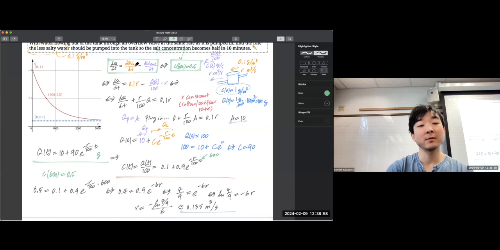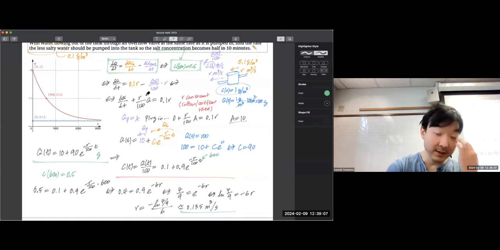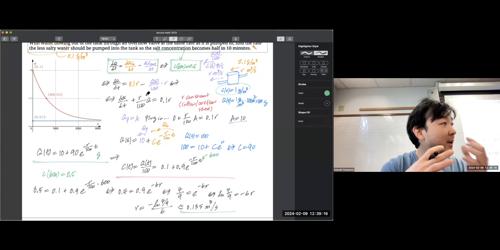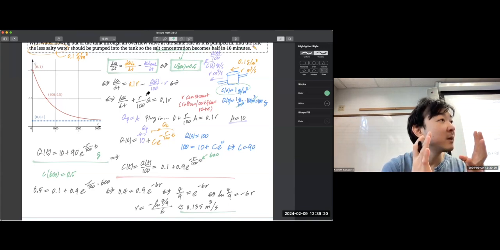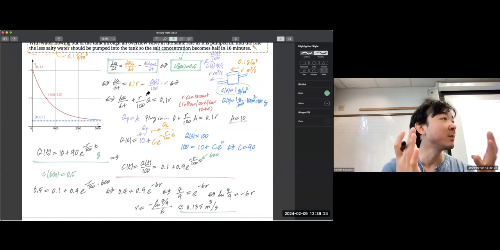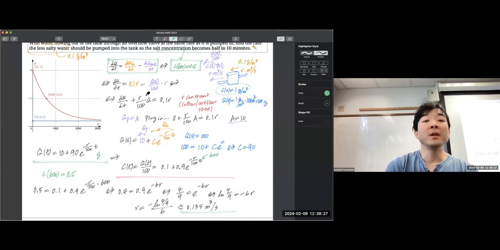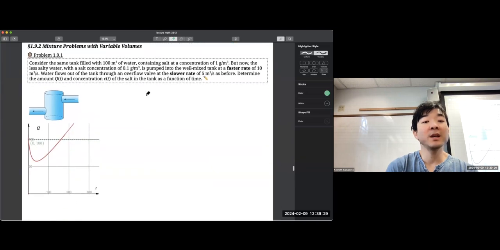The change in the amount of something in the tank is the rate coming in minus the rate going out. So that's still the same. For both of these problems, we had the volume fixed. The rate going in was the same as the rate going out, so the net change in volume of liquid in the tank remained the same, 100 cubic meters the whole time. But you may have a situation where you're pumping in water at a faster rate than you're pumping out.